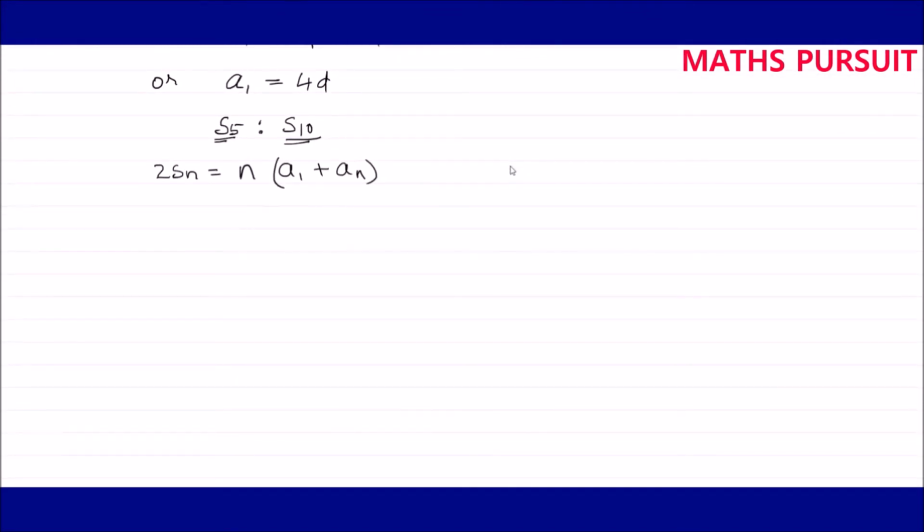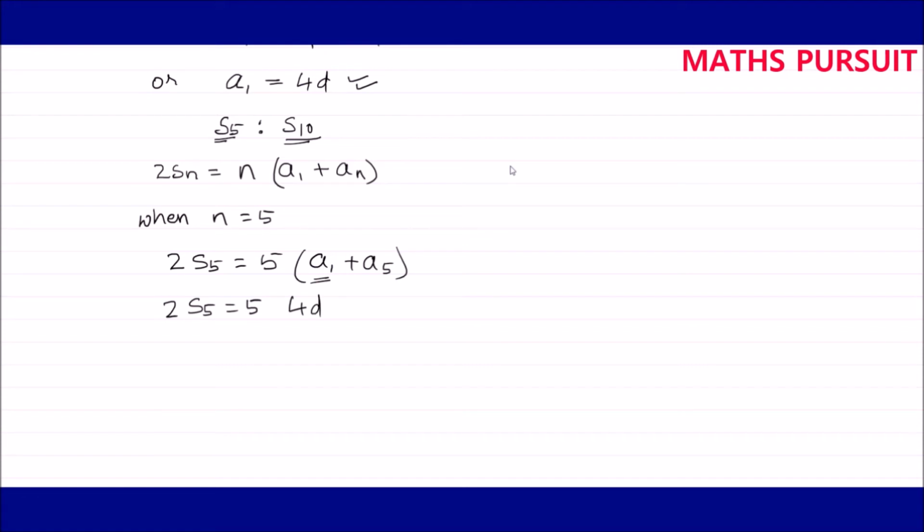So when n is equal to 5, what we will get? I can write 2S5 is equal to 5 into (A1 plus A5). This is what we get when n is equal to 5. Or I can write 2S5 is equal to 5 into, here this A1, and we got A1 as 4D. So just replacing this A1 with 4D, I can write 4D plus A5. A5 again, what is A5?